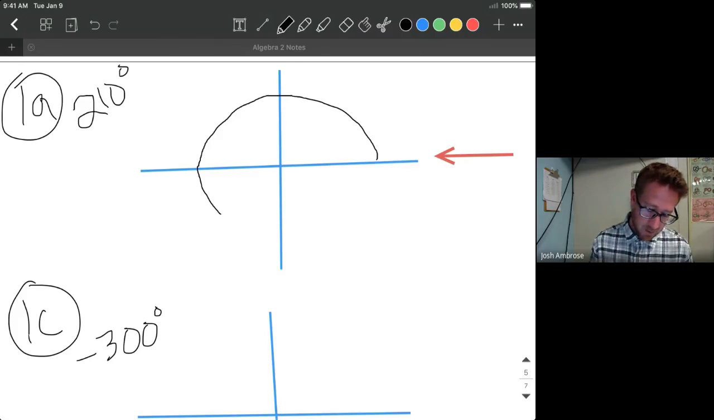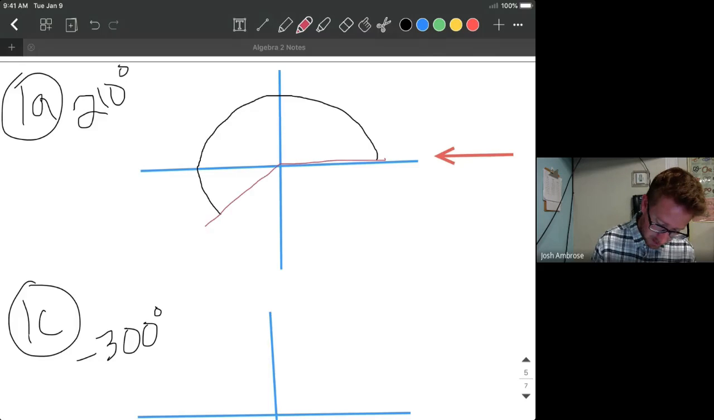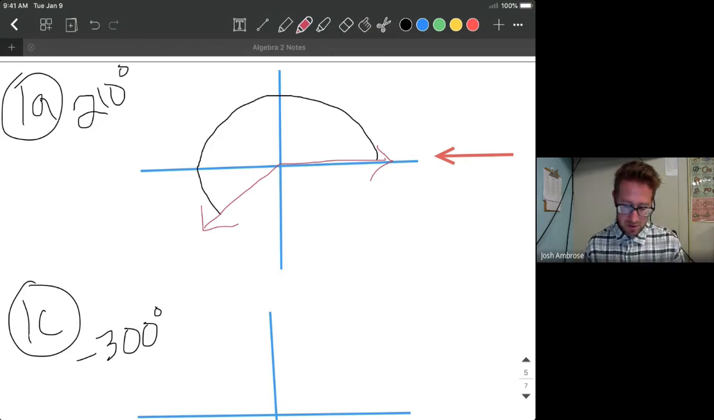So if that were to be roughly where 210 degrees is, then we would have an angle that looks roughly like that. Go ahead and put your arrows on it. That's going to be about 210 degrees. That went in the counterclockwise direction because it was a positive number.